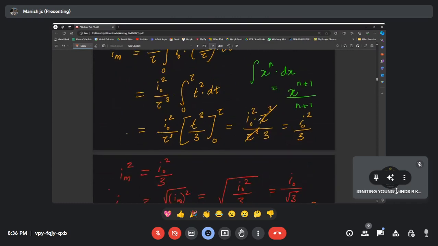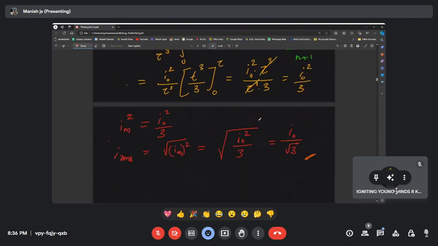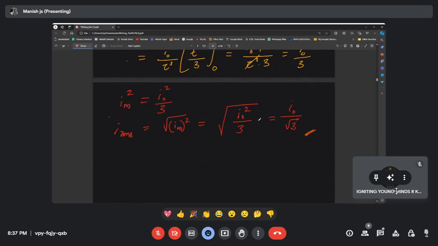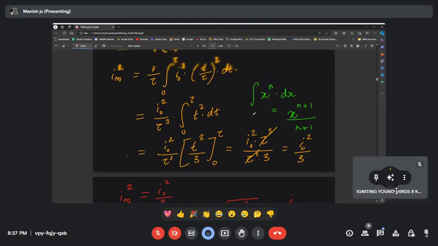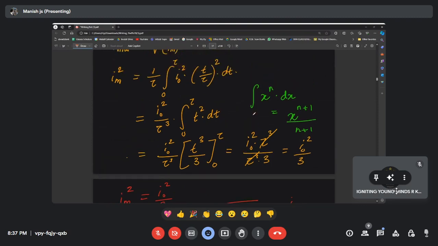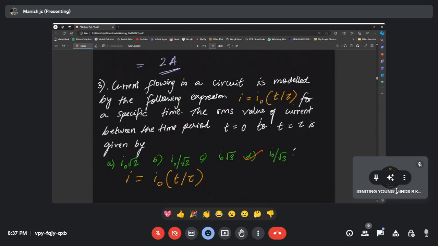I would insist all of you to practice this once. After the class, you sit and try to do it without seeing, and check whether you're getting the same answer the way I have done it. Only by practice you will get it, because it's a mathematical aspect. The more problems you practice, you will be benefited. So this is how you solve and find out the answer for questions wherein you have a calculus approach.